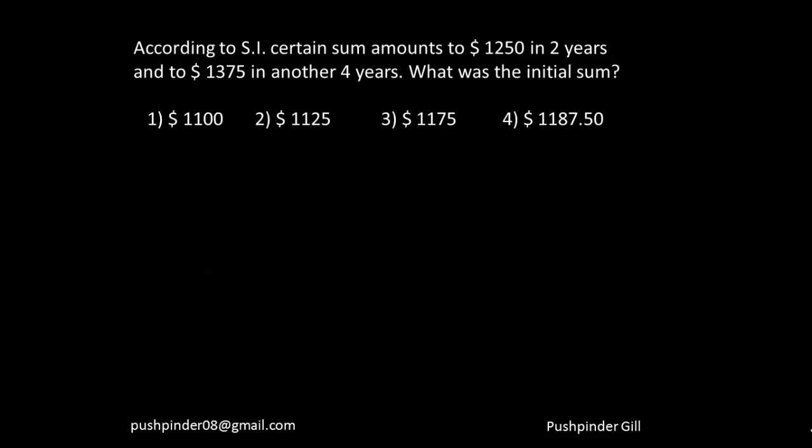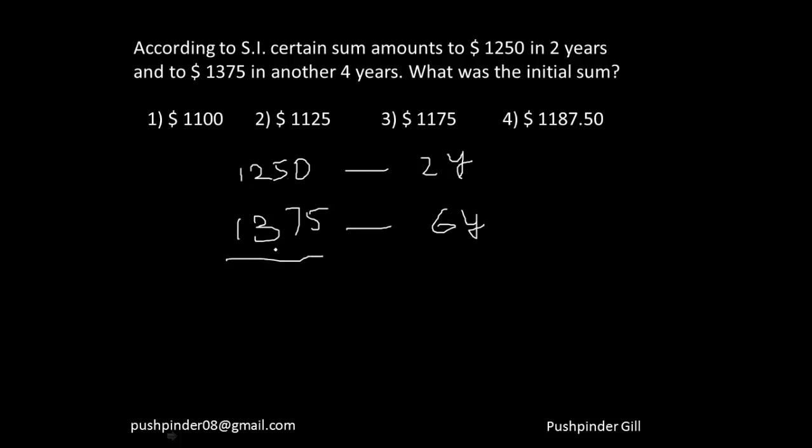Let's see another question. According to simple interest, a certain sum amounts to 1250 in 2 years and 1375 in another 4 years. Again, this is a similar kind of question. It is becoming 1250 in 2 years and 1375 in another 4 years. That means it is becoming 1375 in 6 years. Then it is increasing by 125 in 4 years.